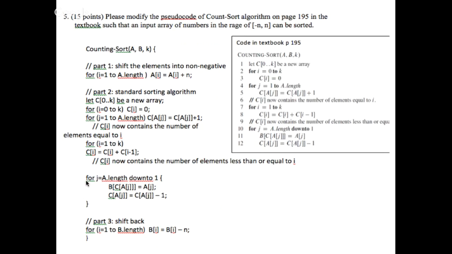Then part 2, as I said, is the same. The code is the same as the code in the textbook. Then after the sorting, we need to shift back to the original values. So here in part 3, I have for i equals 1 to the last element of array B, B[i] equals B[i] minus n.